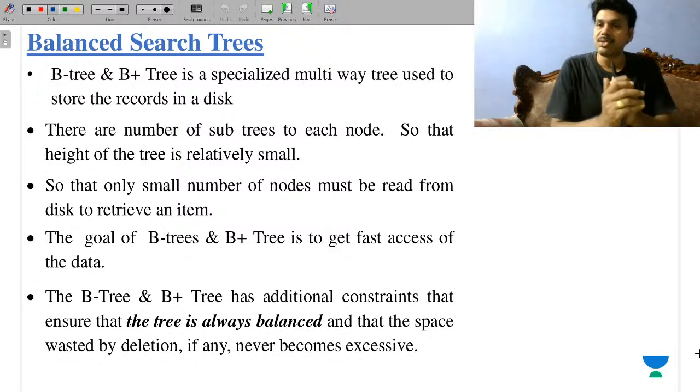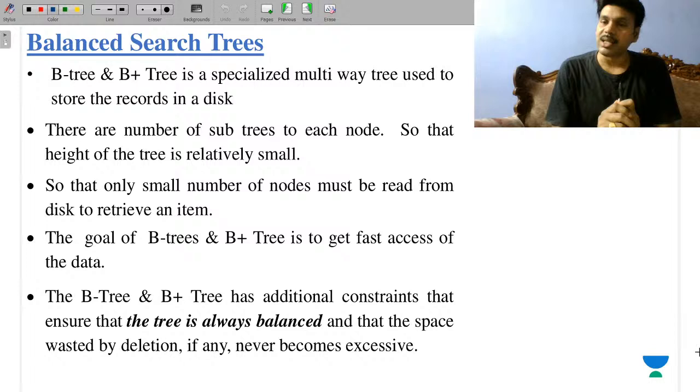What is a balanced search tree? The balanced search tree, as the name implies, is a tree that is going to be balanced.